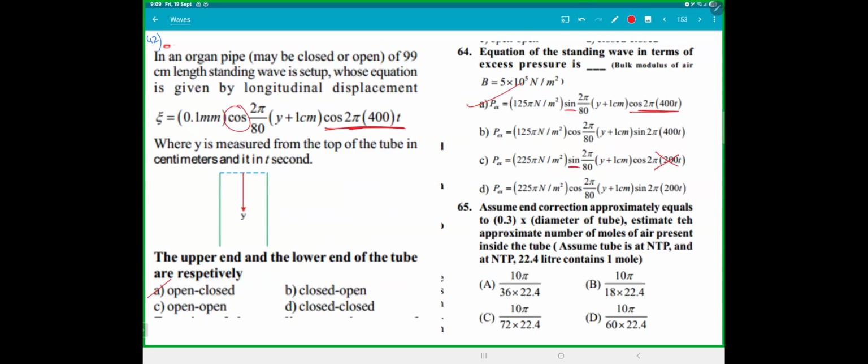Clear with this? And you can check the numerator. This should be BAK, na? Delta P max is BAK. So that is how you can figure it out.